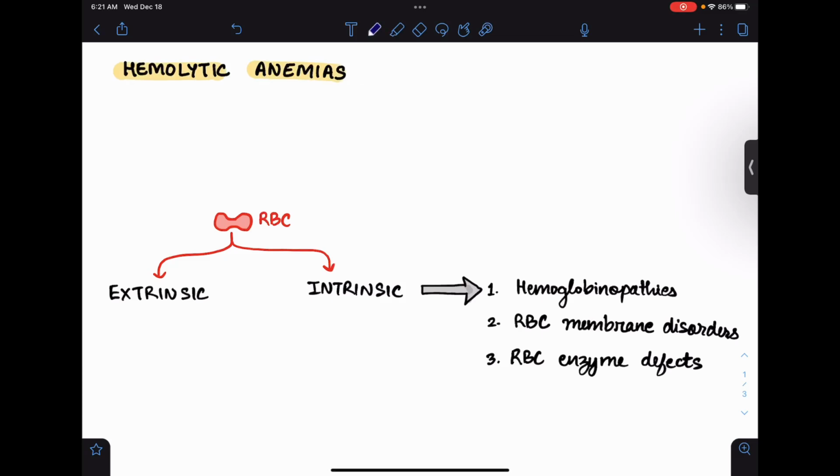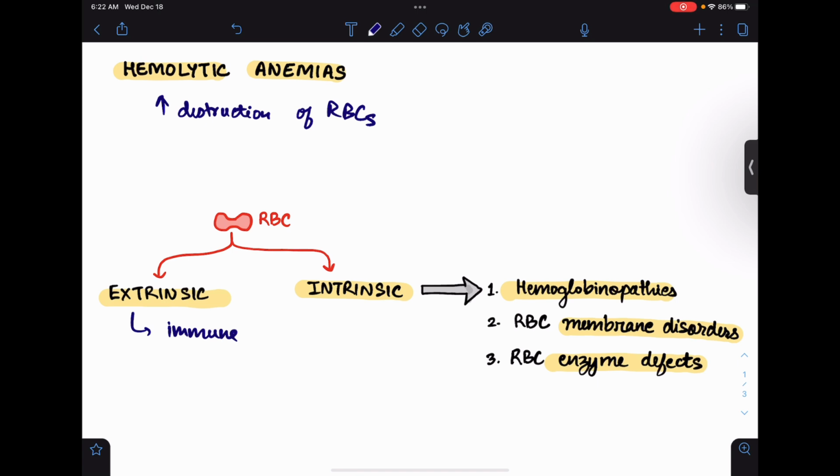Hemolytic anemias are caused by increased destruction of red blood cells. There are multiple causes for hemolytic anemia. These factors can be intrinsic to the RBC, which shorten its lifespan. These include hemoglobinopathies, RBC membrane disorders, and RBC enzyme defects. Factors can also be extrinsic, which include immune-mediated destruction, non-immune mediated destruction, which can be due to toxins or certain medications.